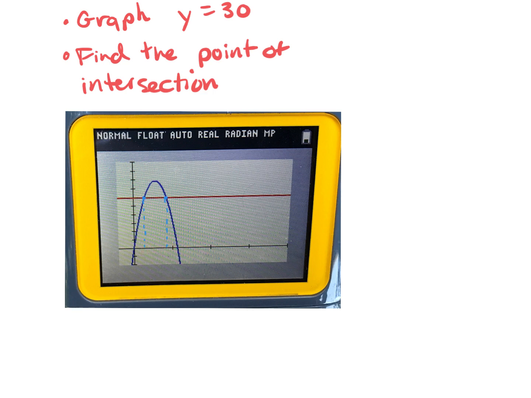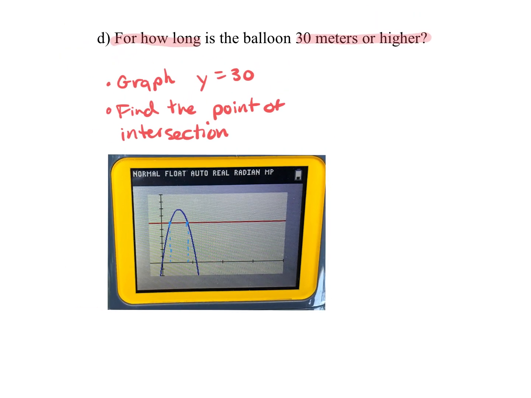So for this, we are going to need to find the point of intersection. So you go back for this one. We didn't write this in on that previous slide, but you go to second trace again. So we go to calculate. And then if you look down at option 5 says intersect.